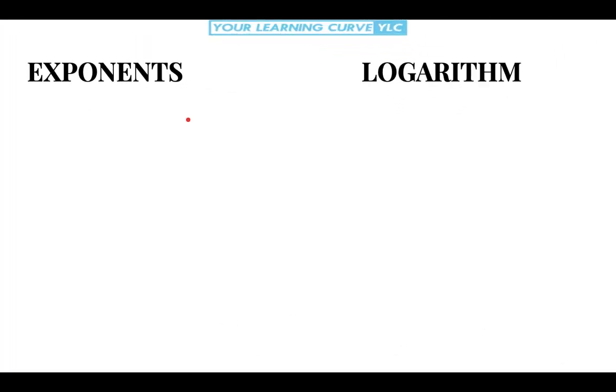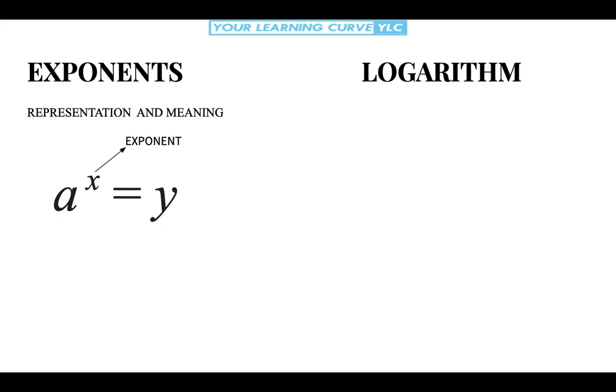Let's go with first of all the representation and meaning of logarithm. In exponents, we say that if a number a is raised to the power x, we get a result y. Here we call the number a as base, x as exponent and y as a result. This means we have to multiply a x number of times to get y.